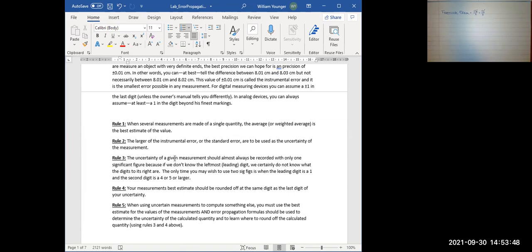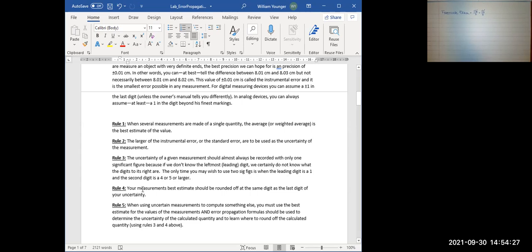Rule 3, the uncertainty of a given measurement should almost always be recorded with only one significant figure, because if we don't know the leftmost leading digit, we certainly do not know what the digits to its right are. The only time you may wish to use 2 sig figs is when the leading digit is 1 and the second digit is like 4 or 5 or larger. Okay, I'm not going to take off for you not doing that, and I'm not going to take off for you doing that. I'm just saying that is a common practice, so it's okay if you do that. I usually just leave it as 1 digit anyways. And if it's a 4, I'm going to call it 1. And if it's a 5, I'm going to call it 0.02, right?